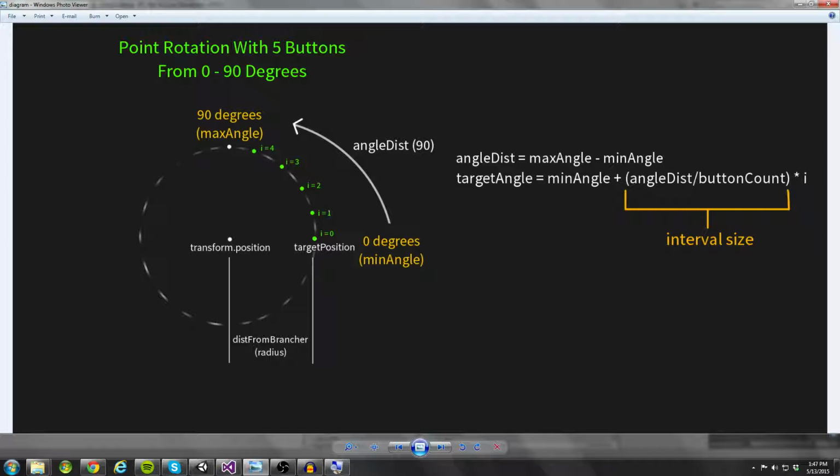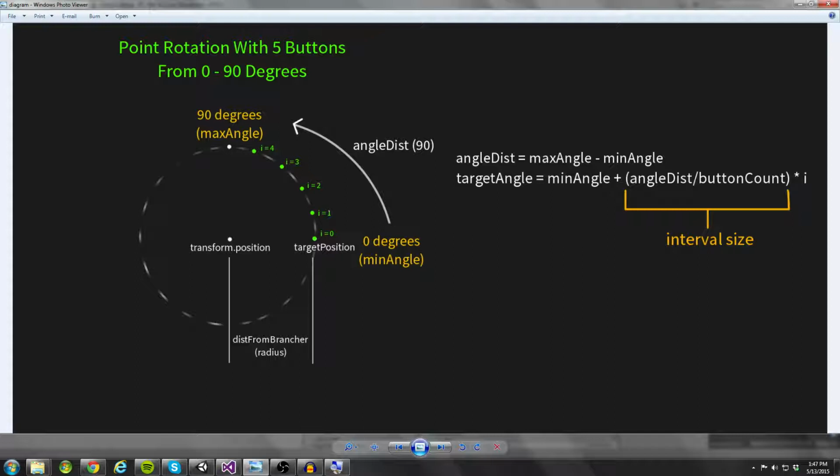So then to get the target angle, we just say minAngle plus angleDist divided by buttonCount times i. Now angleDist divided by buttonCount is going to be our interval size. This is going to give us the even divisions between our angle threshold and the number of buttons that we have. So no matter what your angle threshold is and no matter how many buttons you have, this equation is going to handle all of that.